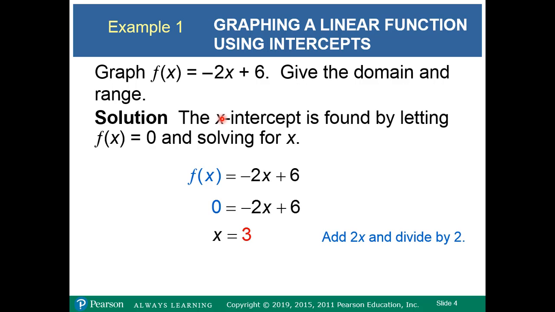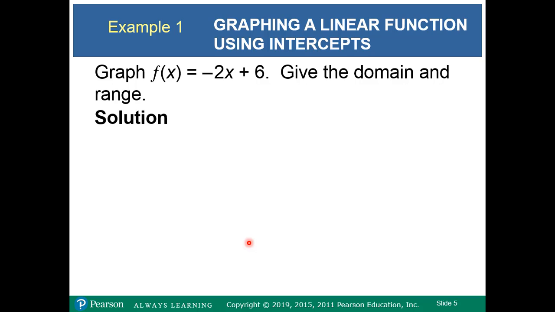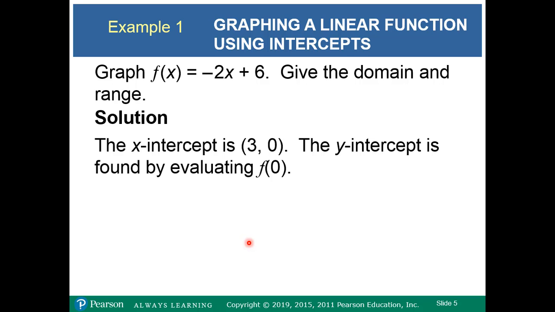Okay, so now the x-intercept, right? Remember, the x-intercept is found by letting f of x equal 0. Remember, we let y equal 0, but now we're using f of x instead of y. So f of x is equal to 0. Then we solve for x, and we find that the x-intercept is located at (3, 0). Okay, and the y-intercept is found by letting x be equal to 0. So if x is 0, then we get 6. So the y-intercept is at (0, 6).